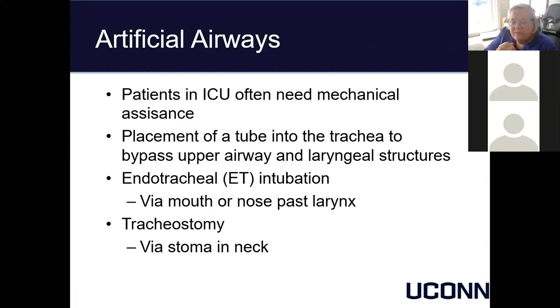So again, once we've exhausted all the non-invasive ways to increase O2 sat, gas exchange, etc., then we need to go with an artificial airway. And there are really two types. There's the endotracheal tube, which can go down either most commonly in the mouth, but the nose, past the larynx, or the tracheostomy, where a surgical stoma is created into the larynx, and it goes down again through the neck into the respiratory tract.